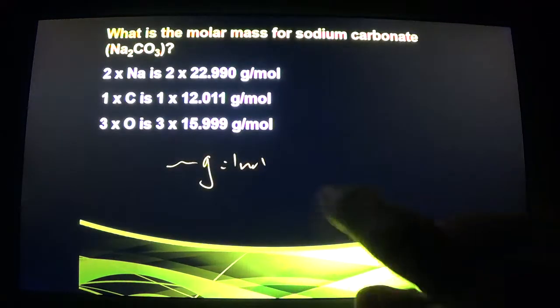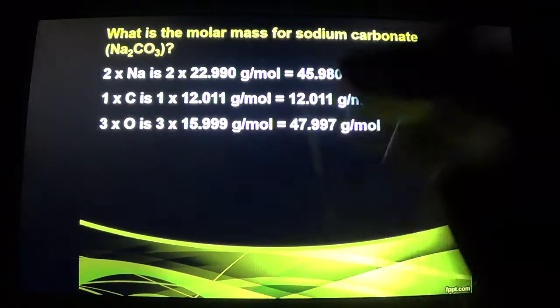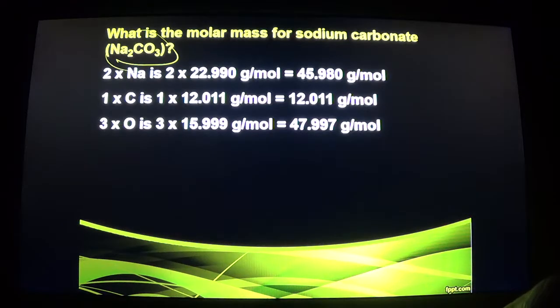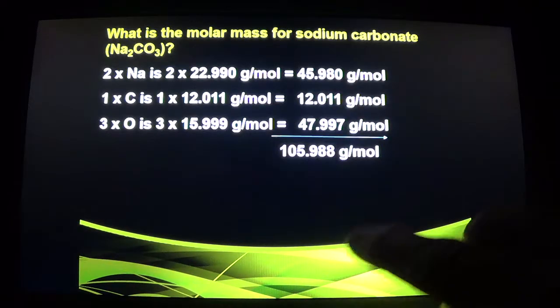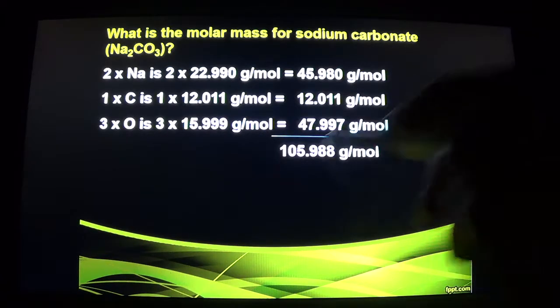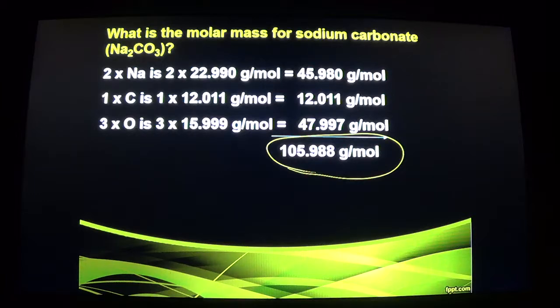So I do the multiplication, and I get these subtotals, and then again I want one number for the whole thing. If I want a number for the whole thing, I've got to add them up. So I'm going to add up my subtotals, and that's my molar mass for sodium carbonate. Of course, you can pause it if you need to keep writing.